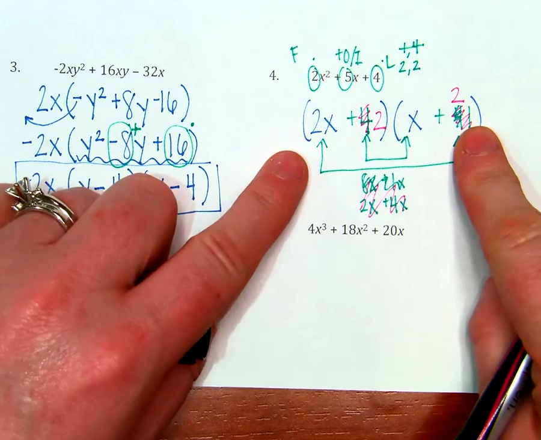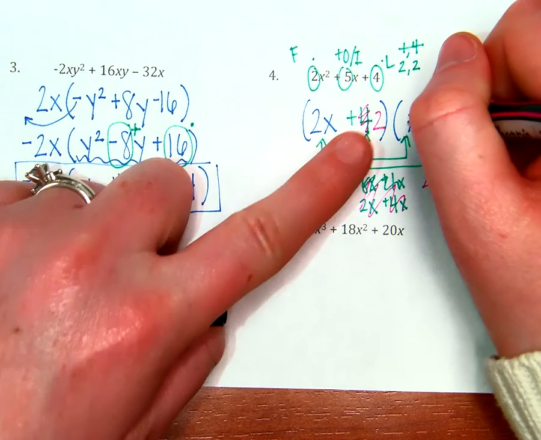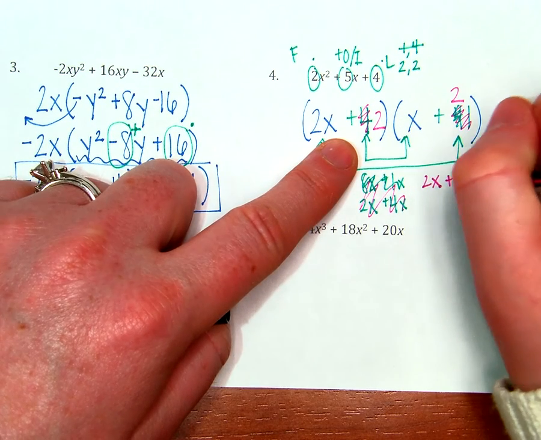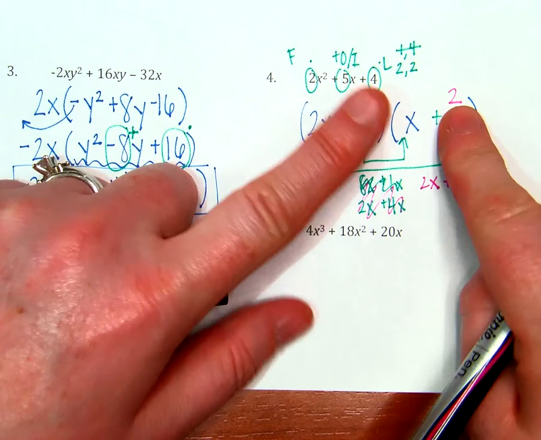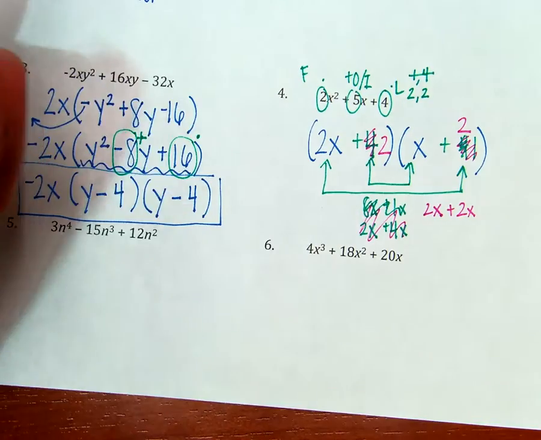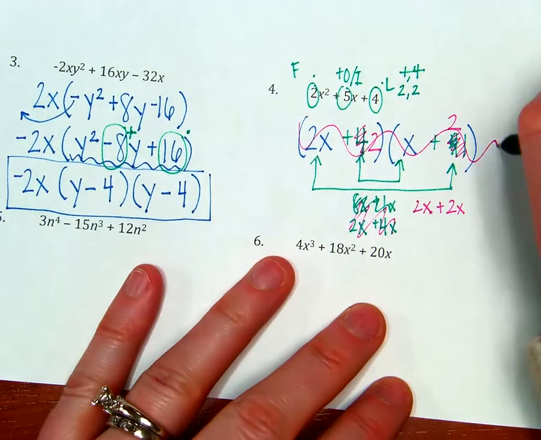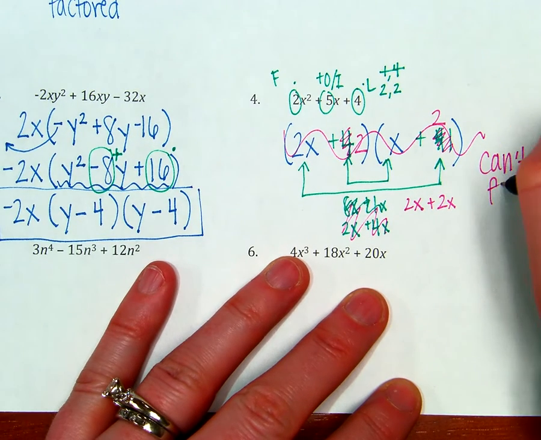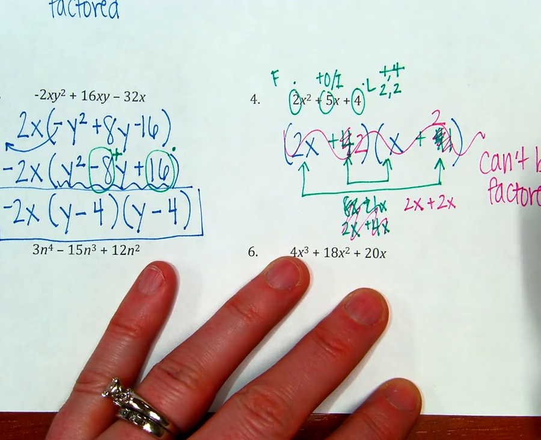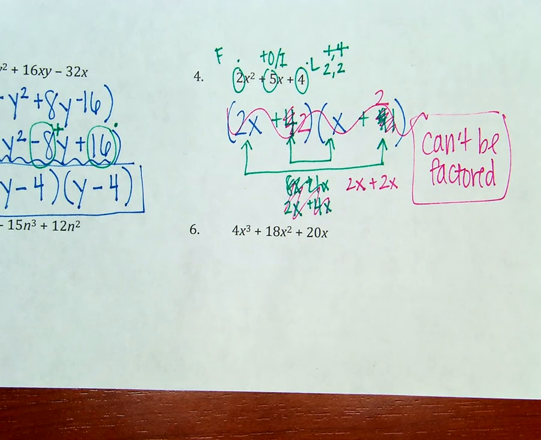All right, let's check outsides. 2x times 2, that would be 4x. If I do my insides, that's 2 times x as well. 2x added to 4x, that's 6x, so that didn't work either. And if I switch 2 and 2, guys, it's not going to do anything for me. We have tried every single combination, and they didn't work. So that means that this one just can't be factored. Just make sure you have tried every combination before you say that. All right, so can't be factored for number 4.